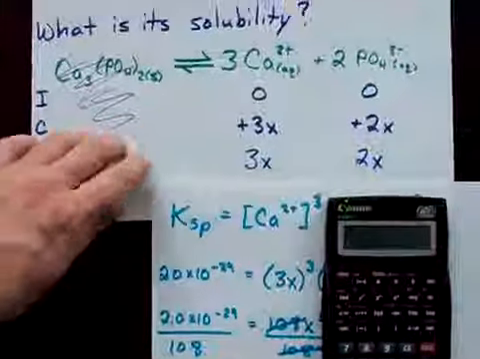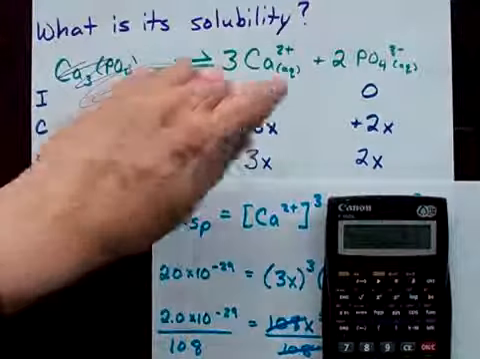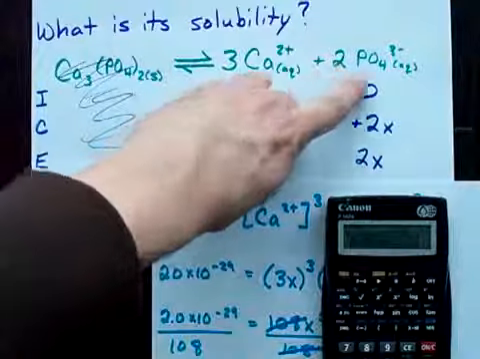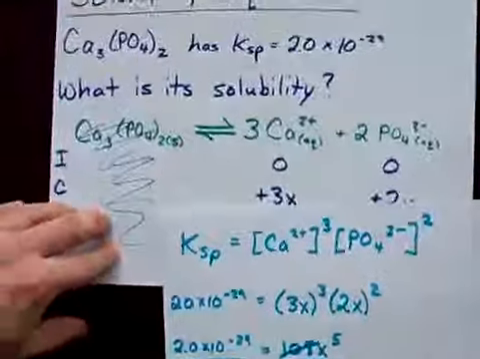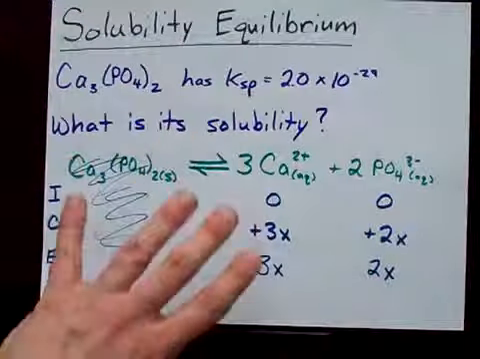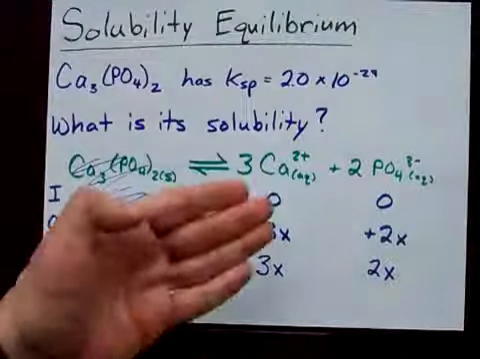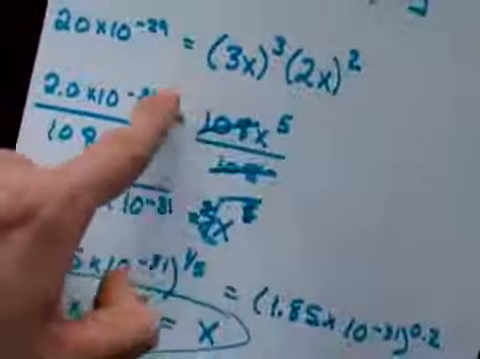If they asked you for the equilibrium concentration of calcium, it's 3 times that number. If they asked you for the equilibrium concentration of phosphate, it's 2 times that number. But the point I'm trying to get across to you is that a solubility question, if you're given Ksp, is the same as all other equilibrium problems. Use an ICE table, use your expression for K, plug in your values, and solve for X.